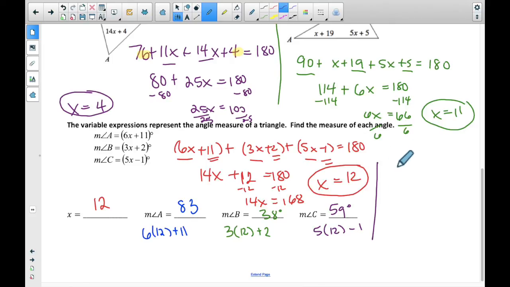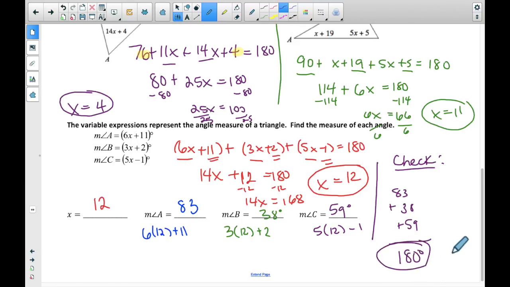Now, I was mentioning checking it a minute ago, and I feel like this one has enough going on that we probably ought to check this. What we're going to do is we're going to take 83 plus 38 plus 59, and we can do it on our calculator, and we're going to see, does that add up to 180? And I put it into my calculator, and yes, it does add up to 180.